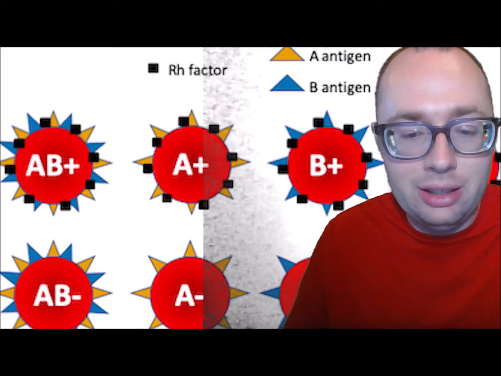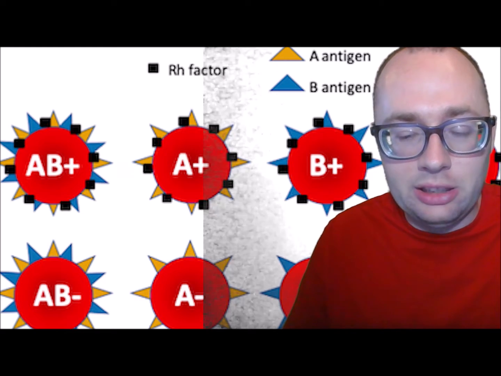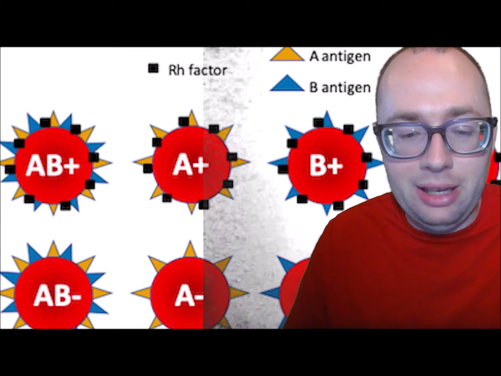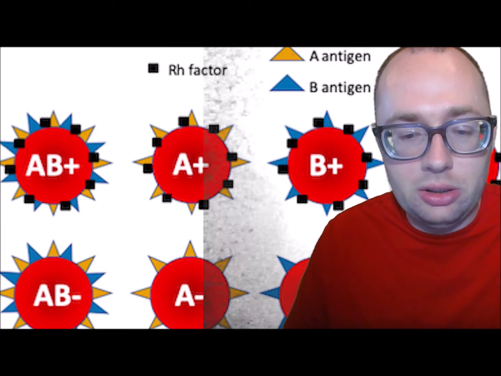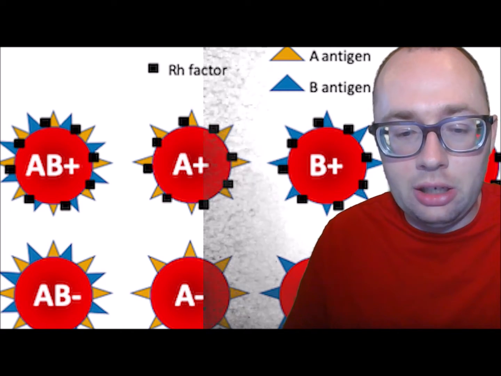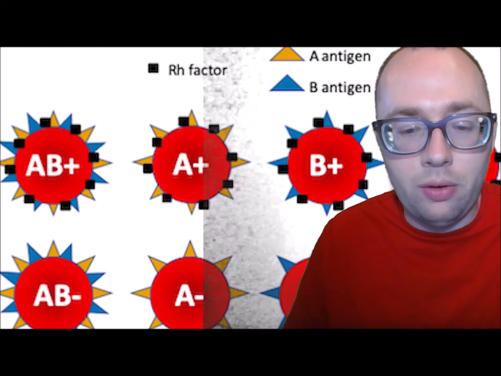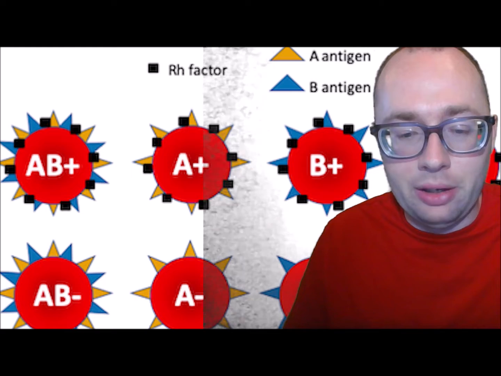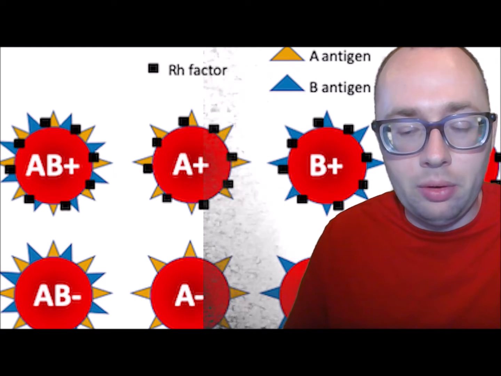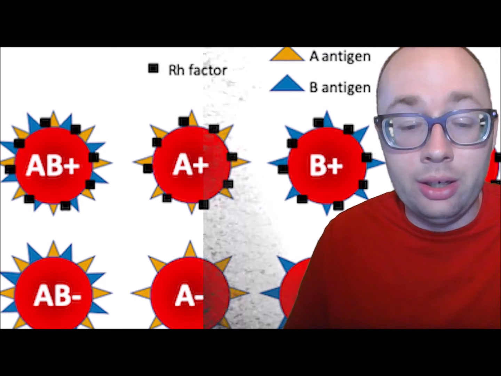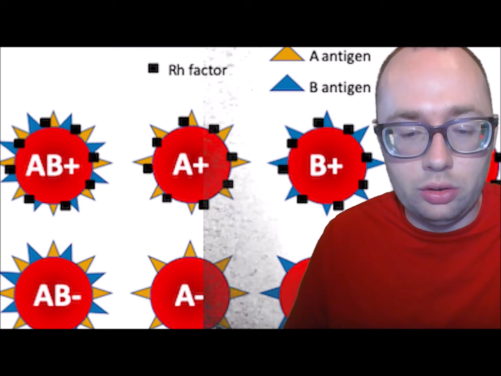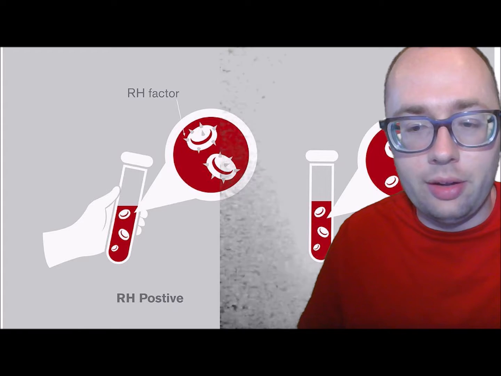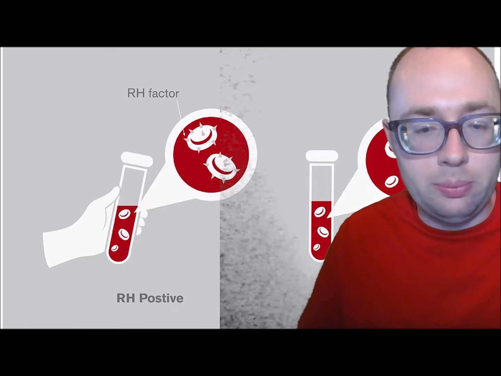Group O blood has no A or B antigens, but both anti-A and anti-B antibodies. That means that people with O blood can only get transfusions from other people with O blood. And since there is no antibody against O blood, people with O blood can donate to anyone. They're called universal donors.